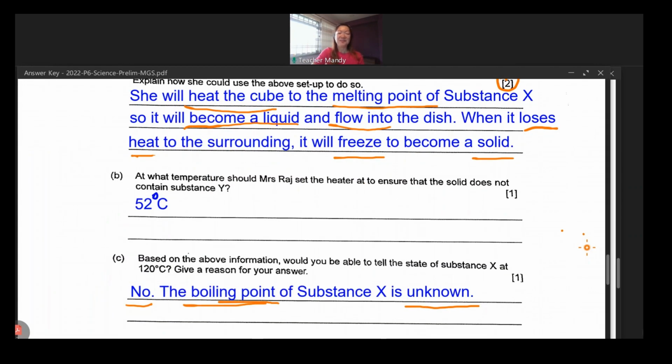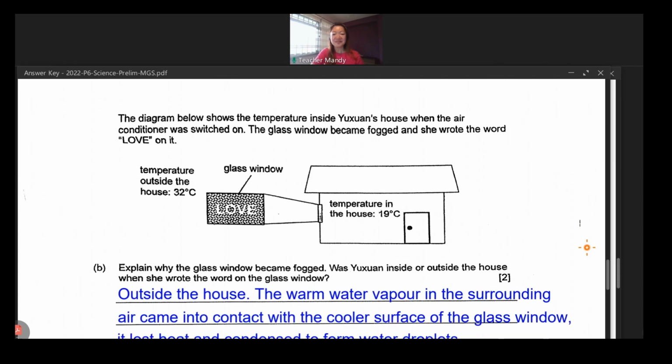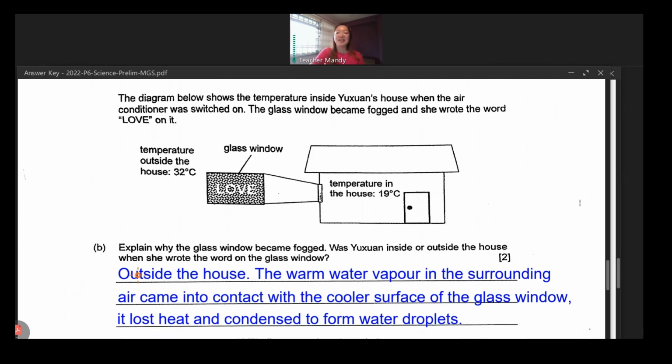All right. Now, what are the keywords? Firstly, she's outside the house. That's how she could get the warm water vapor to write on the cooler surface. Okay. So mention warm water vapor from where? Surrounding air, because it's really hot outside. Coming into contact with cooler surface, where glass window is the one with the cooler surface. Lost heat, condensed to form water droplets. That's how she was able to write LOVE.